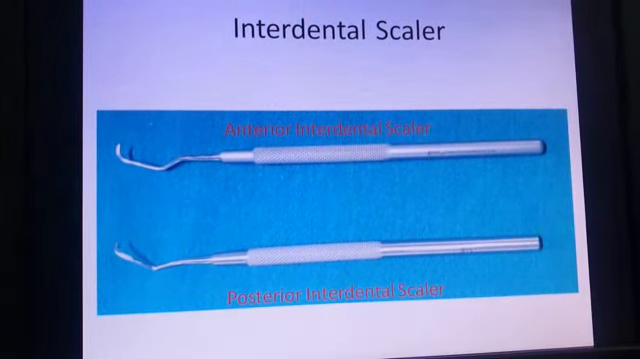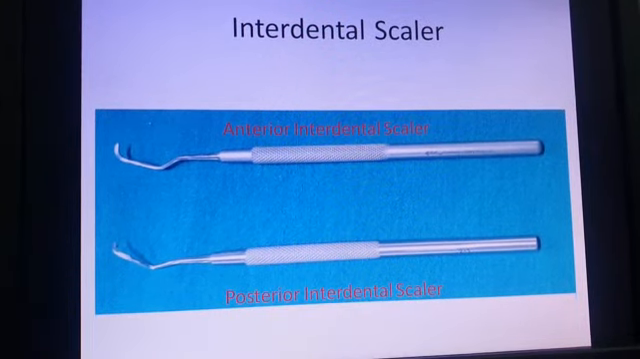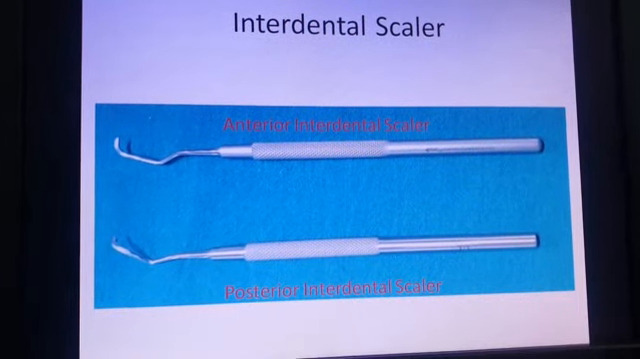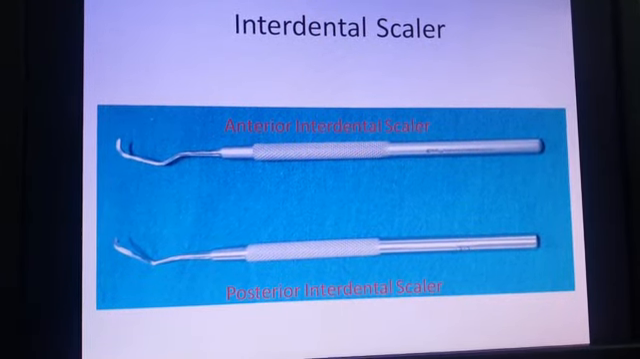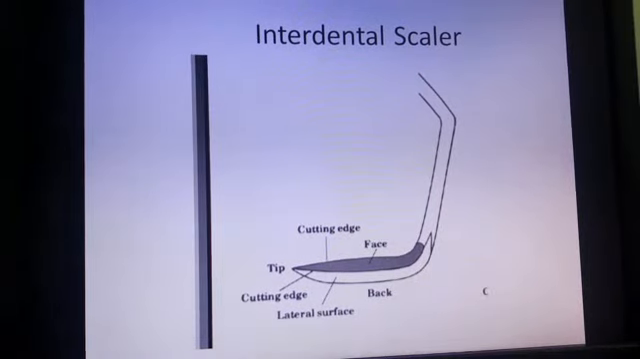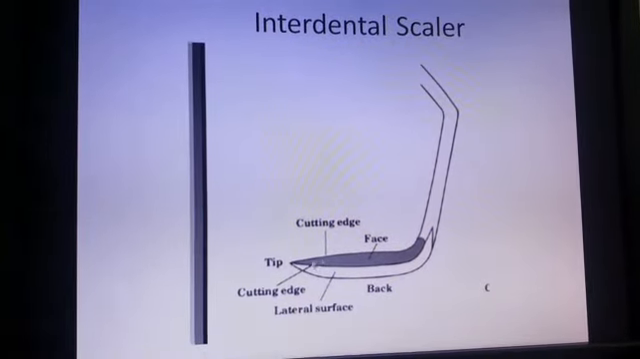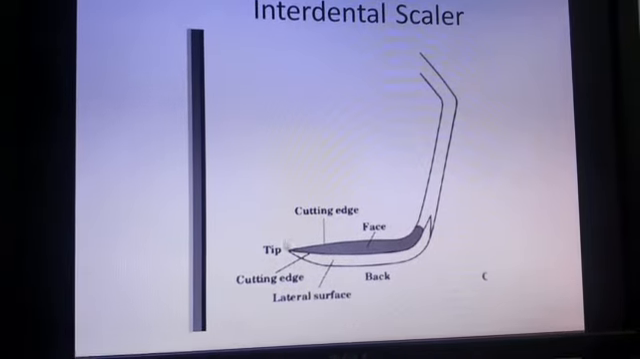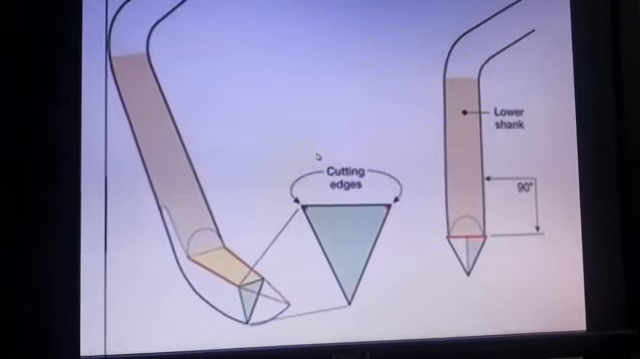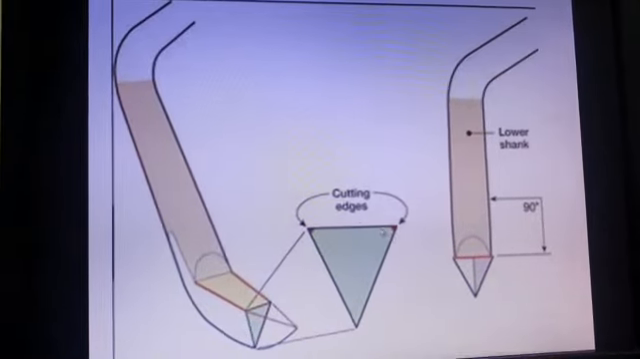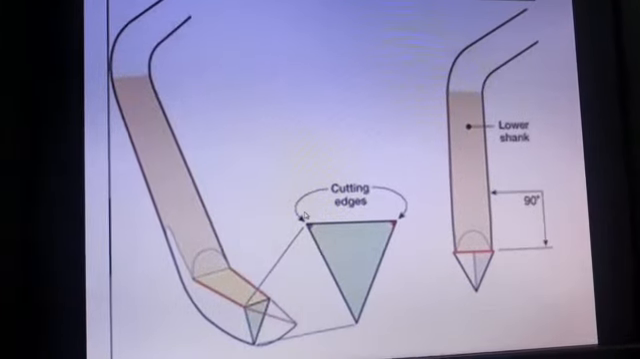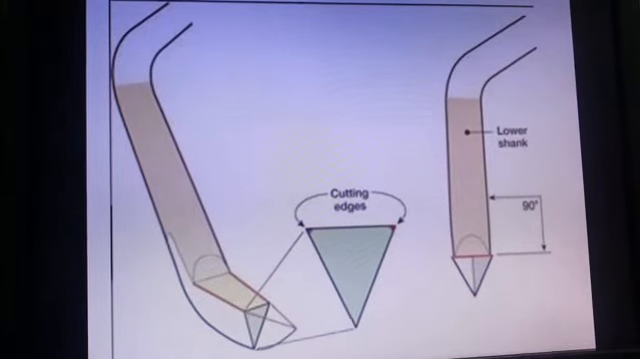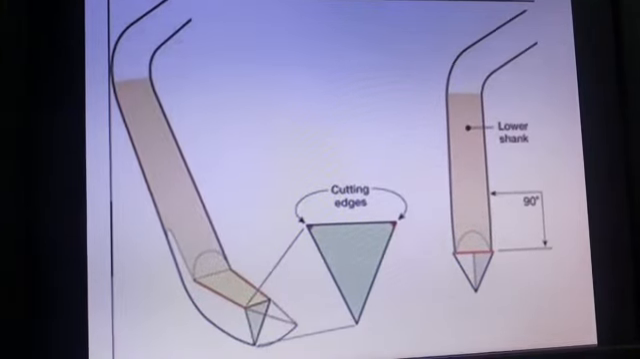That's why the posterior interdental scaler is mainly used on posterior teeth, while the anterior interdental scaler is mainly used in the interdental areas of anterior teeth. The interdental scaler also has two cutting edges on the face side, while two lateral surfaces on the back side form the pointed tip. It is also triangular in cross section, and forms a 90° angle to the lower shank. This instrument is also used parallel to the long axis of the teeth with a pull stroke.